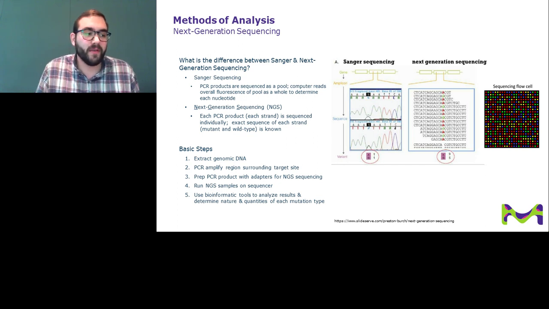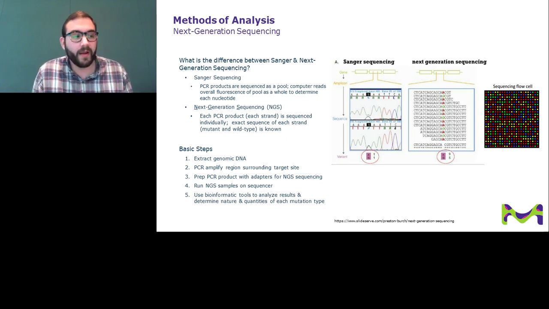The basic steps of NGS are to PCR amplify the region surrounding the target site of the genomic DNA, just like the other methods. You then, however, deviate and prep the PCR product with specific adapters for NGS sequencing before running them on a specialized sequencer. Specialty bioinformatics tools are then used to analyze results and determine the nature and quantities of each mutation type.